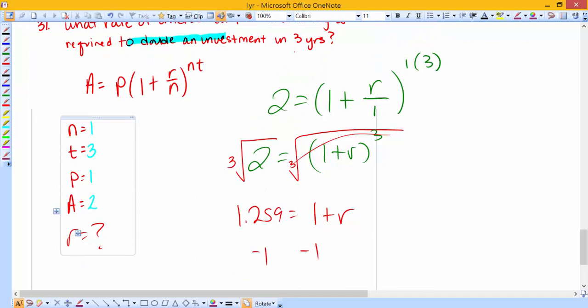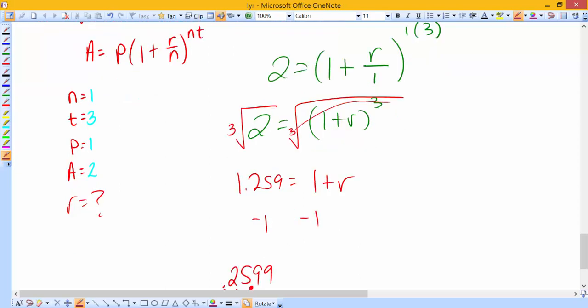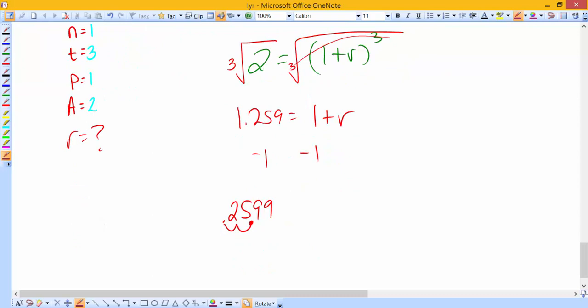So you plug in for everything here. The only thing you're not plugging in for is R. Unfortunately, you have an exponent of 3, so you have to cube root both sides in order to get the 3 to cancel, which means decimal, but that's okay. You guys should be fine with plugging in the cube root, especially if you're using your phone. It's really easy to do cube roots in your phone. And then subtract the 1. And you get 25.99%.